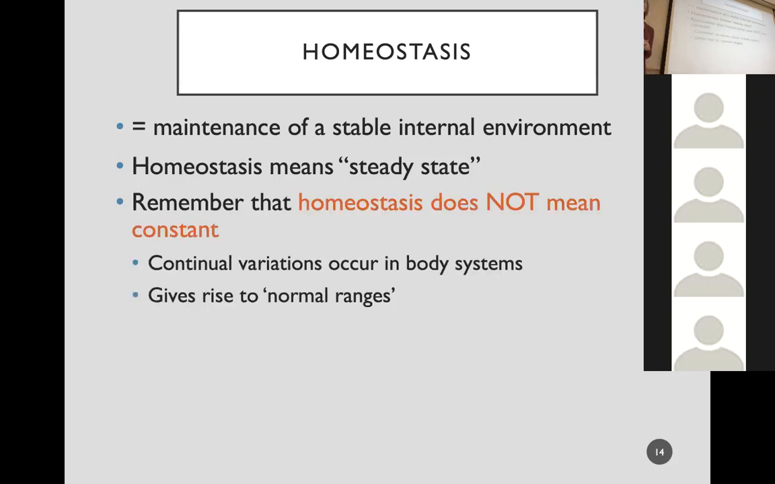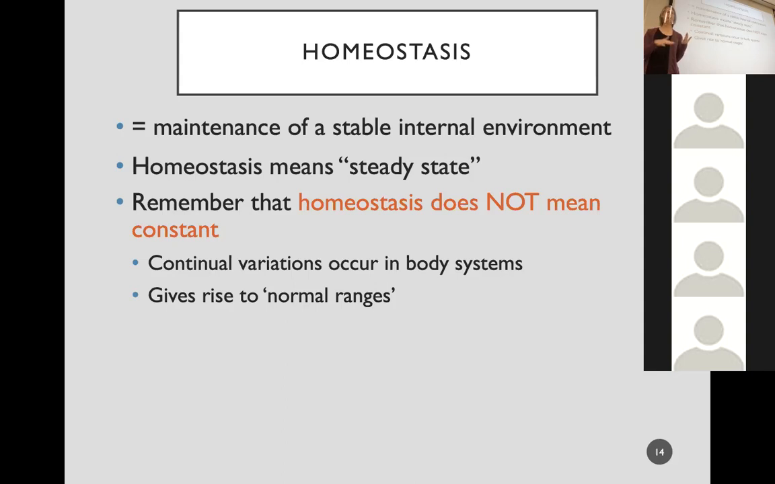But it is really important to remember that homeostasis doesn't mean constant. Our temperature is not always 98.6 degrees. Every time I take my temperature, it's a little bit below 98.6 degrees. It doesn't stay at that same level. It goes up, it goes down throughout the course of the day. When you're sleeping, you typically have a different body temperature than when you're awake, but it's within a normal range.